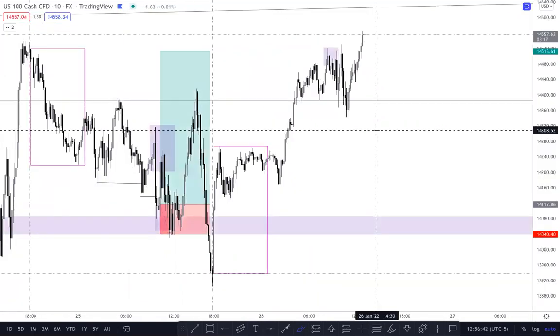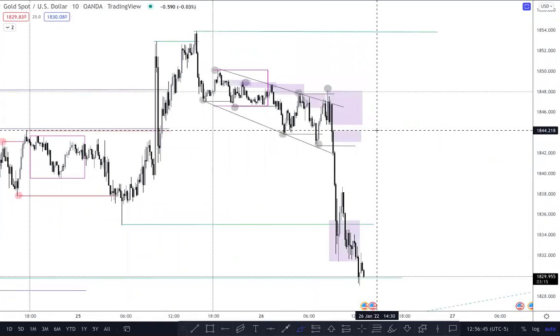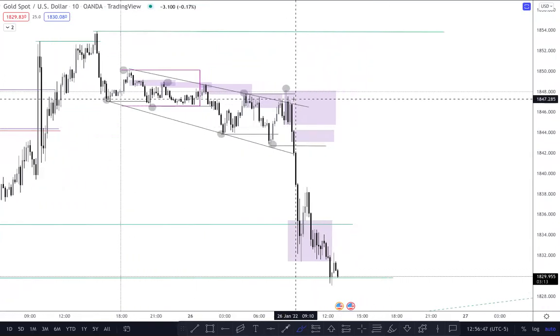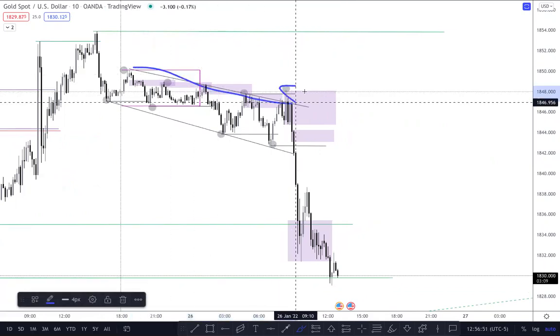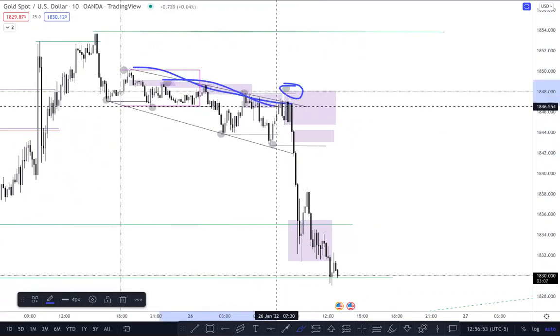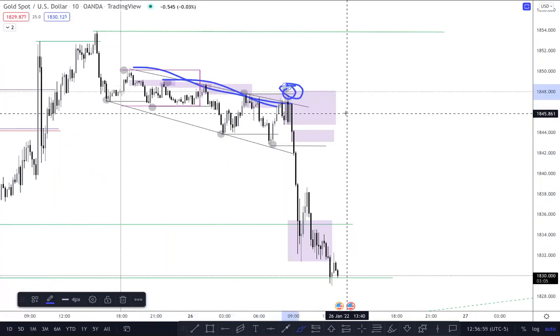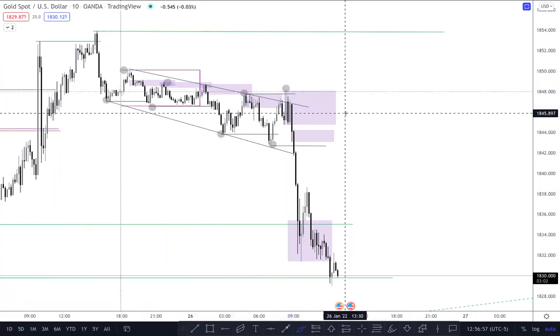I only traded gold. This was my main hit. I saw manipulation of this trend line right here. I saw all this as order flow. I knew all that order flow had to get trapped, right? I talk about smart money order flow traps.